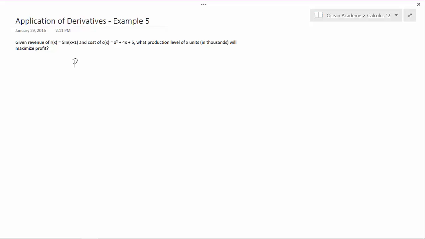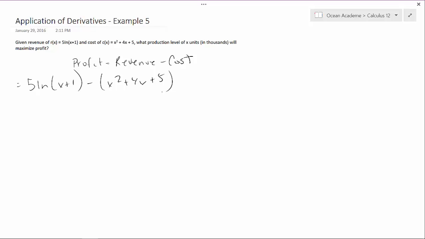So we know that profit equals your revenue minus your cost. So in other words, we have 5 log(x plus 1) minus (x squared plus 4x plus 5). Now in order to do this question, we need to take the derivative of this.